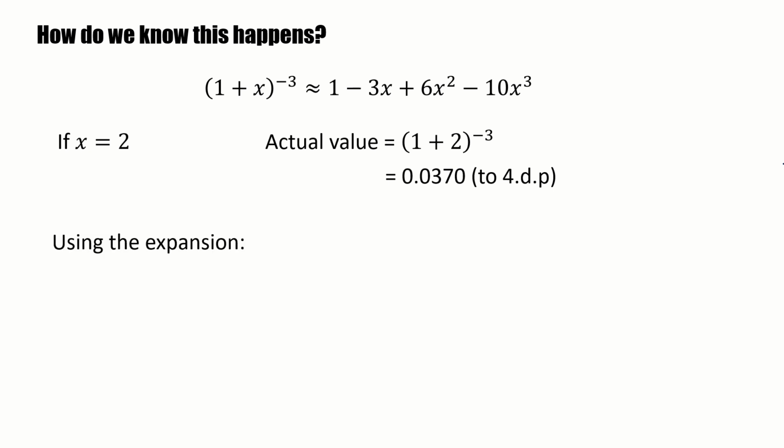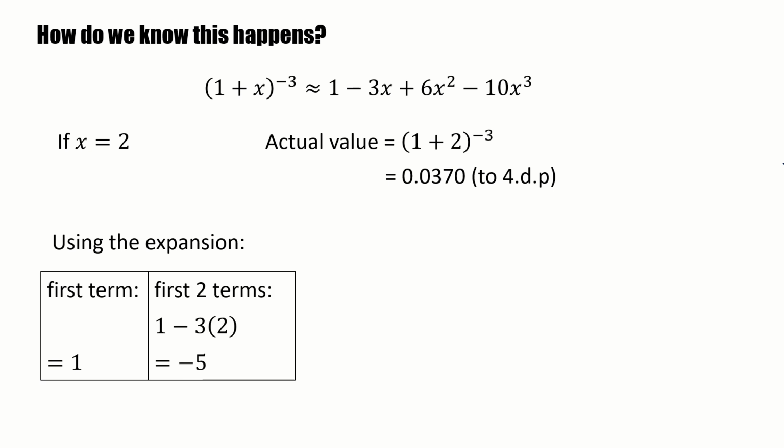Plugging it into the first term of the expansion, again, that's silly because there's nowhere to plug the x, so you just have 1. Okay, that's not that accurate, but we only used one term of the expansion, and we know from before, if you use more terms, it will get more accurate, or at least that's what we think. If we now plug x equals 2 into the first two terms of the expansion, we now get minus 5, which is a problem because it means we're now further away than we were before.